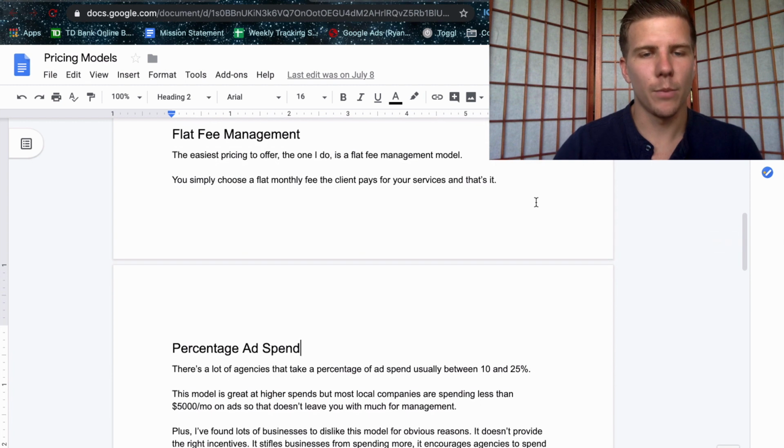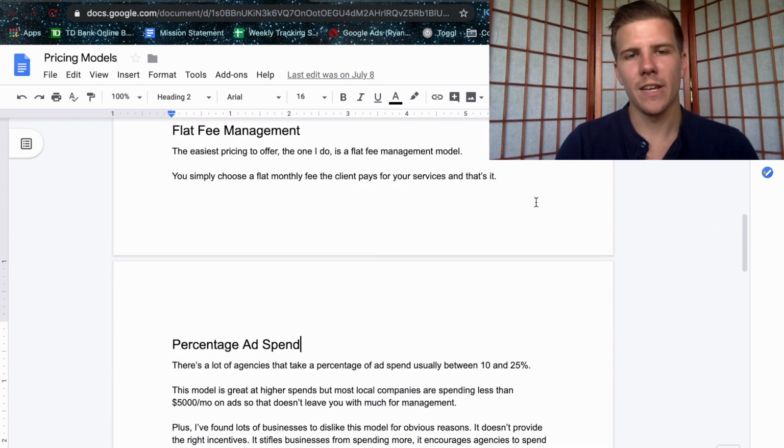Now let's go over the pricing models. Now flat fee is just going to be one flat fee for your management, and it's going to be every single month. And you can choose whatever makes sense for you and your business. It could be $500 a month, $750, $1,000, $1,250, $1,500, $2,000, $5,000. I don't care. As long as you can sell that value to the client, go for it.